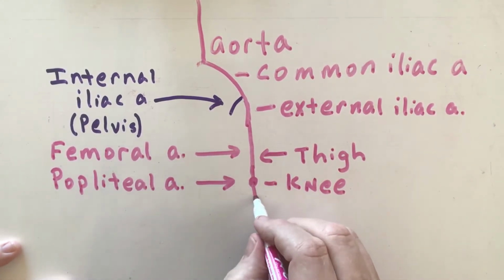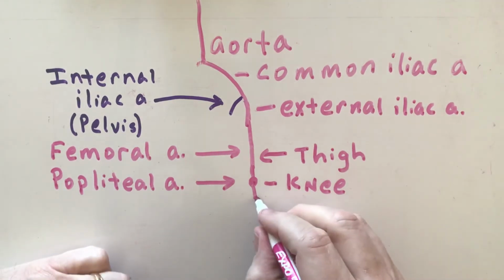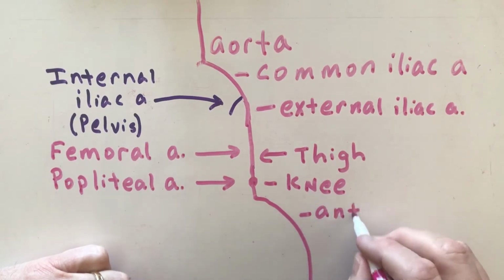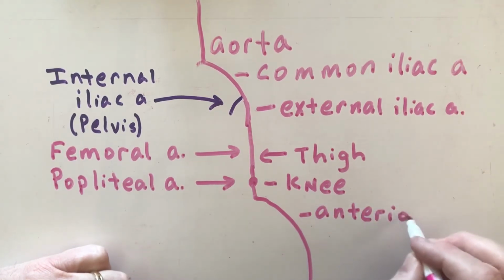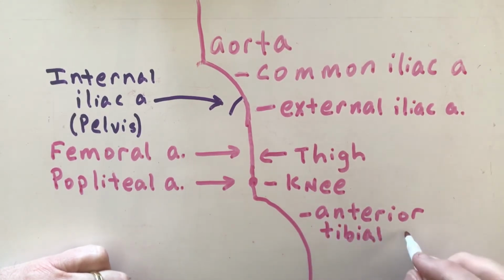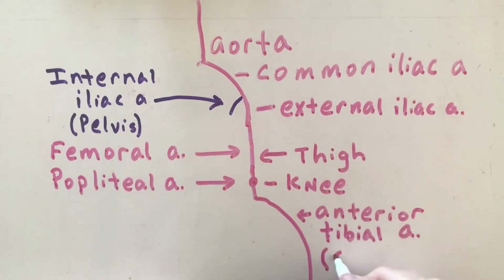And then the popliteal artery is going to trifurcate. In other words, it's going to split into three separate parts. The first part it's going to split into is called the anterior thigh. I'm sorry, the anterior tibial artery, not the anterior thigh. And this is going to be where your shin is. Remember when we studied the tibia?